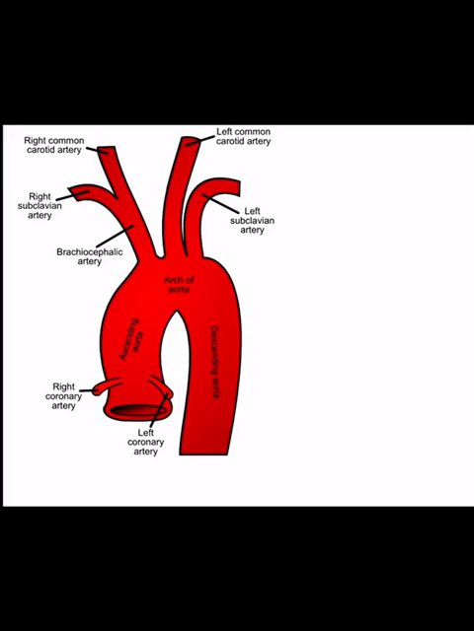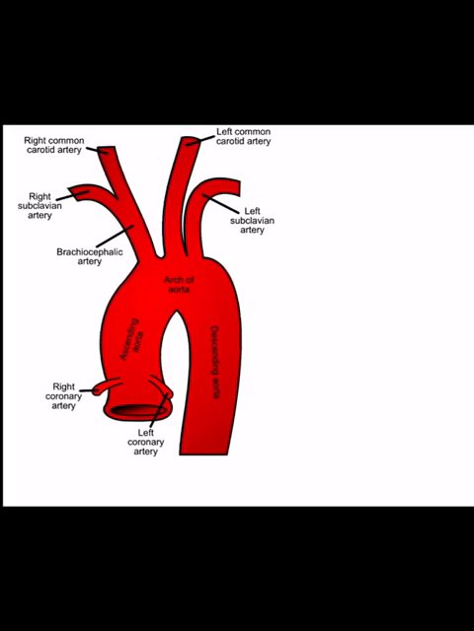Then the next point is that the common carotid artery can be compressed against the anterior tubercle of the transverse process of C6 vertebra, which is also known as your carotid tubercle, and it is at the cricoid cartilage level.